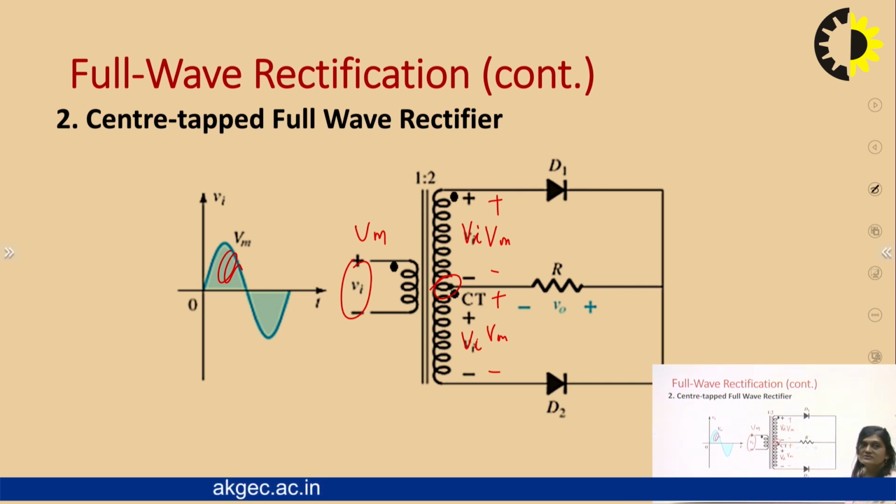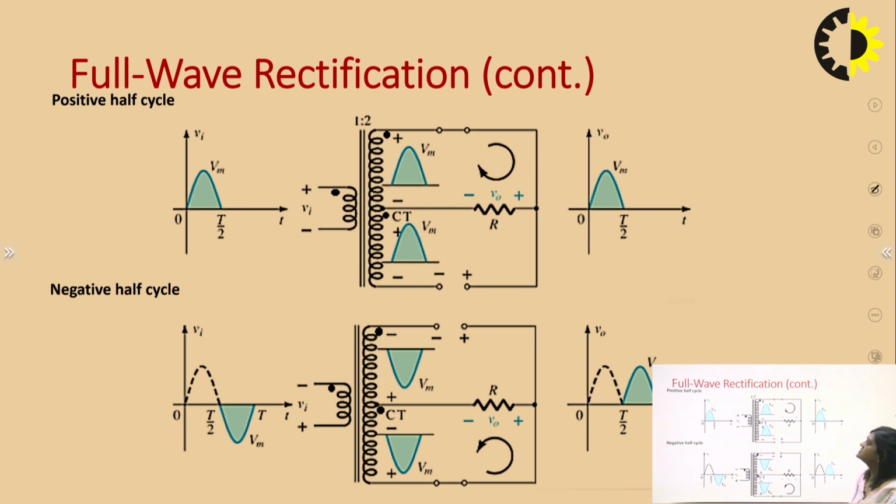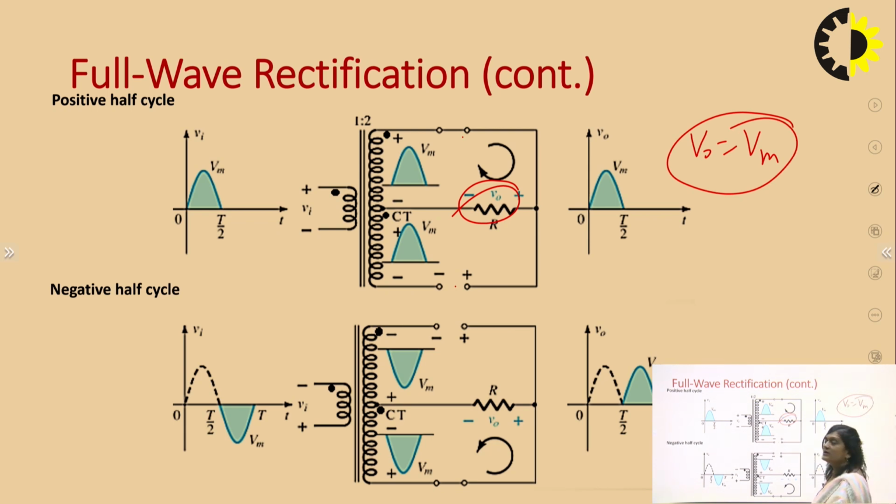So in the positive half cycle we can see this diode will be forward biased, but this diode will be reverse biased. So this diode will be open circuit and this will be short. So the equivalent circuit will be in this way. We can see this is short and this is open. So the current will flow and the output will be across this diode, and this output would be equal to Vm.